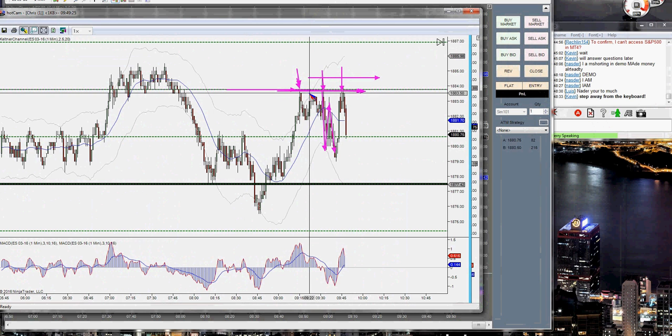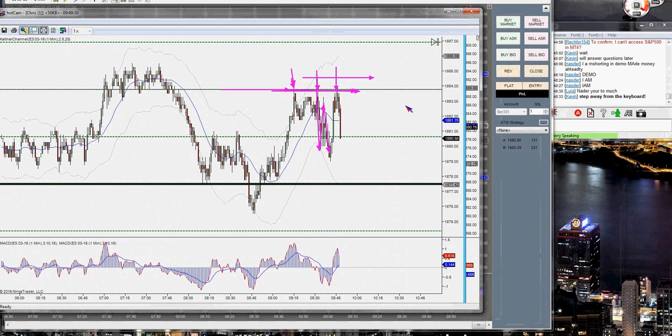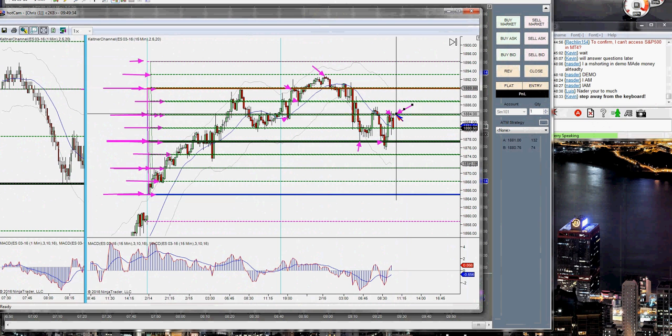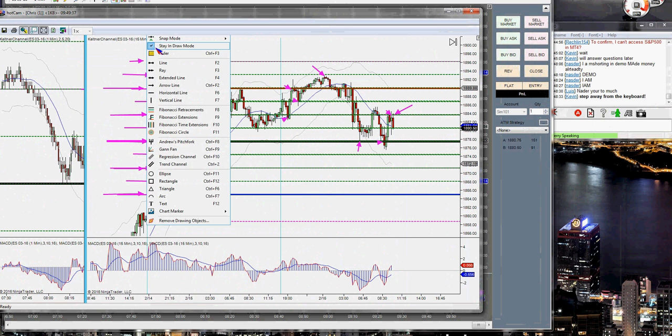Nader's trading it. So, you guys understand, if we take this to the other chart, we take this here, essentially, that's the trade.